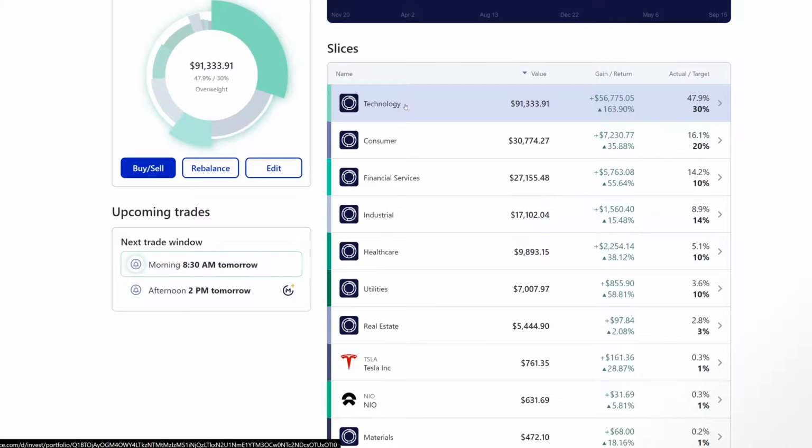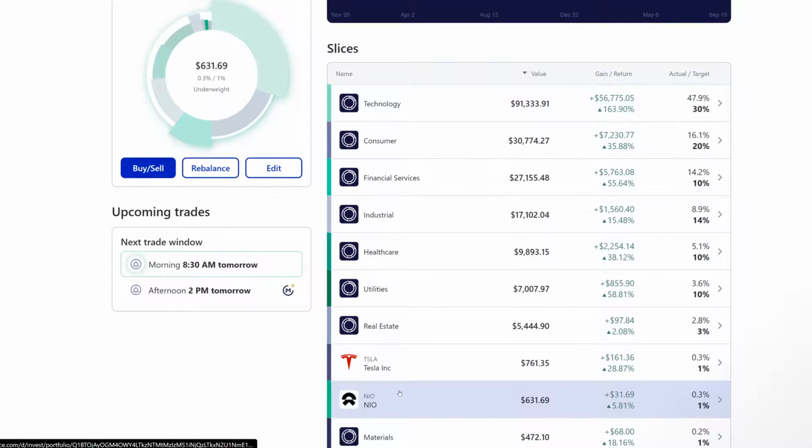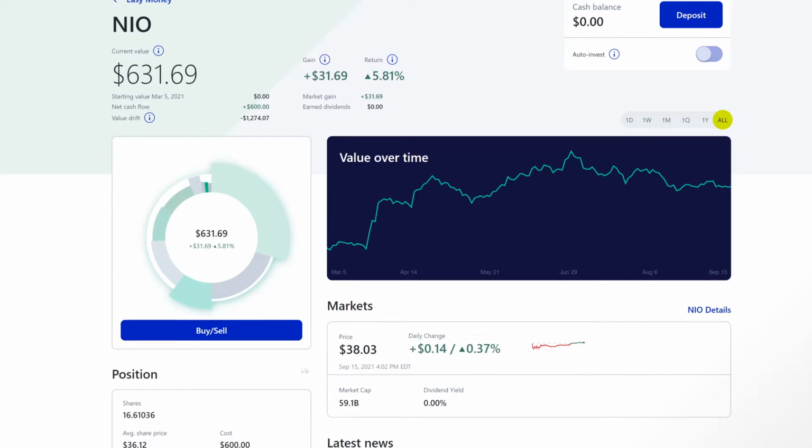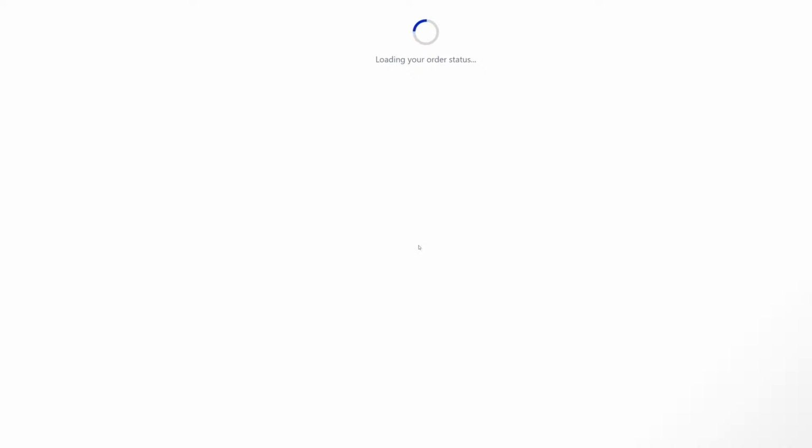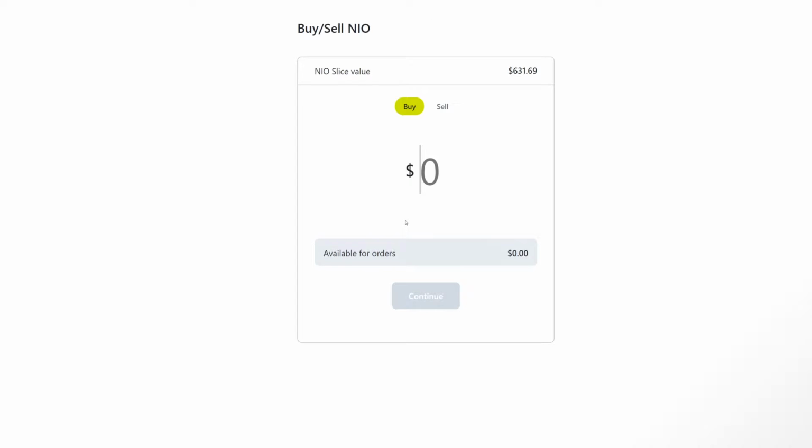The way that you would do this is that you would actually just click sell right here on the NEO. One of the things you have to be cautious about is that M1 only has a trading window in the morning and in the afternoon, so you're not going to get the exact price, right? So we're going to click sell.